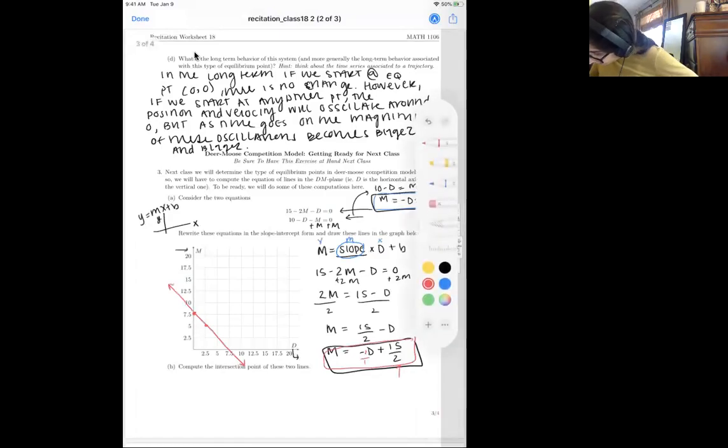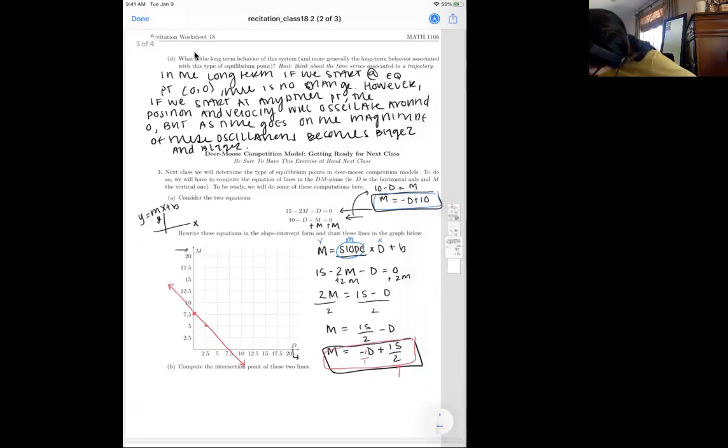Let's go ahead and look at the second equation. We know that the y-intercept is 10 here, so we can just go ahead and plot that. And then we also have a rise over run here. Did I do something wrong? No. So we have negative 1 over 1. So we're doing the same thing. Go down 1 over 1, go down 1 over 1, etc. Oops, did I do this wrong? Huh. Let me just quickly check my math.